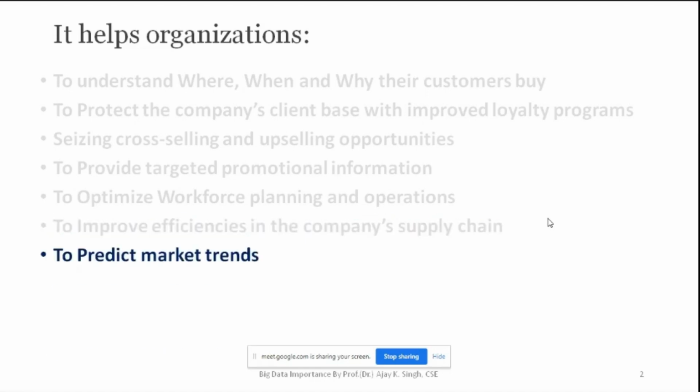Coming to the next point, to predict the market trend. We have already gone through this. Big data is really very, very helpful in predicting the market, and whether I should go for this particular product if I'm starting with new data, or I'm starting with my new startup.